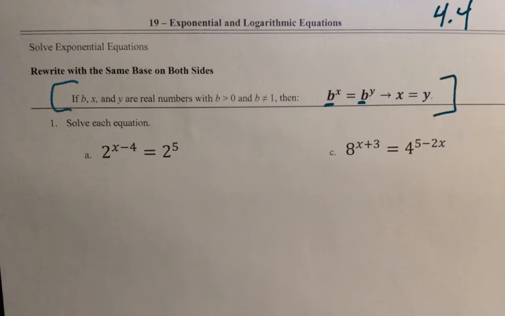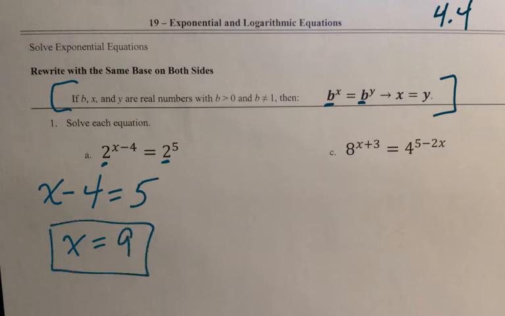So in the first example, 1a, we have 2 to the x minus 4 equals 2 to the 5th. They have the same base of 2. Therefore, their exponents must be equal. So x minus 4 must be equal to 5. We just solved that equation, and we end up getting that x is equal to 9.